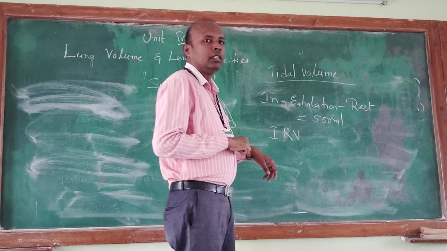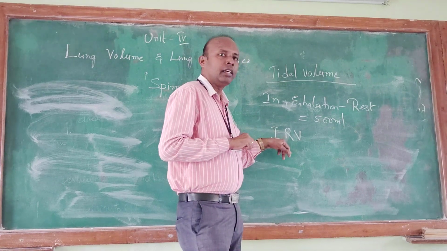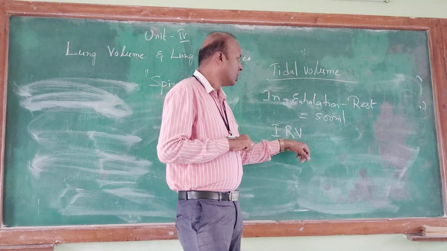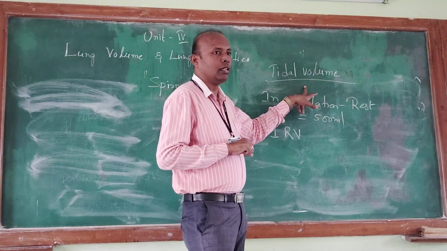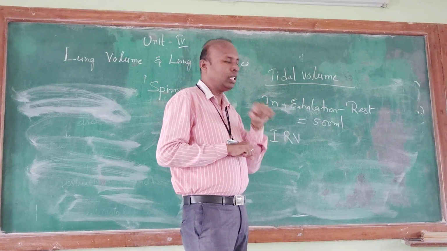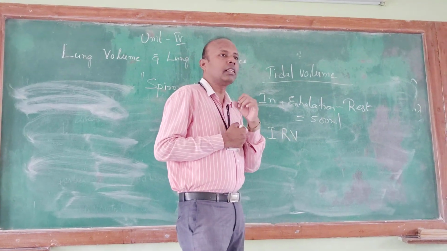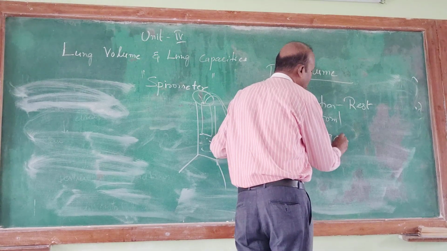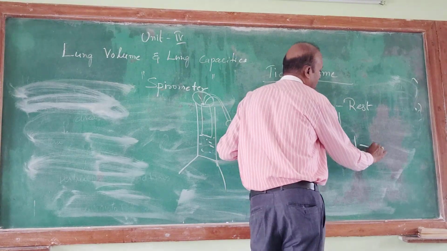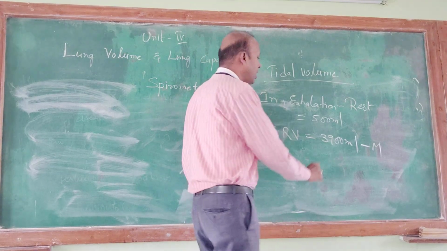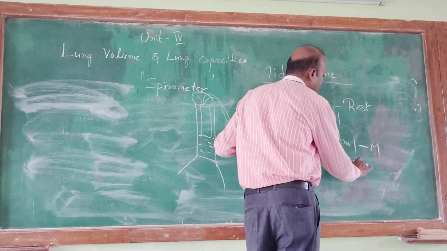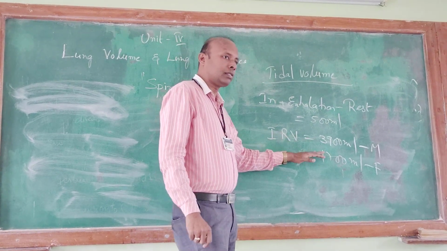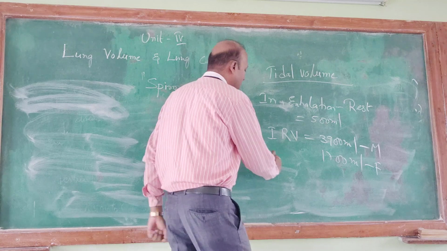Next is IRV, the inspiratory reserve volume. It is above the tidal volume. When we apply force in inhalation, taking a forceful breath, in males it is 3000 ml, whereas in females it is 1700 ml. So in male and female it will differ. Next is ERV.